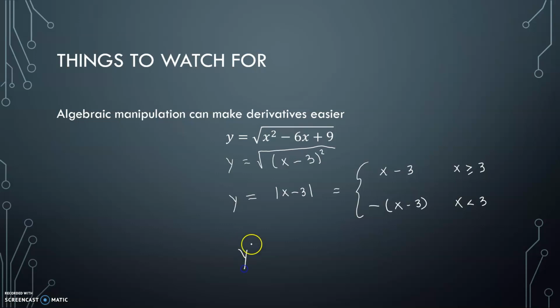So when I take this derivative, the derivative is really easy once I do all of that algebraic work. The derivative of x minus 3 would be 1. And the derivative of negative x minus 3 would be negative 1. And there's a corner at x equals 3, so there is no derivative at x equals 3. That's why I don't have an equal to bar on either of my inequalities.